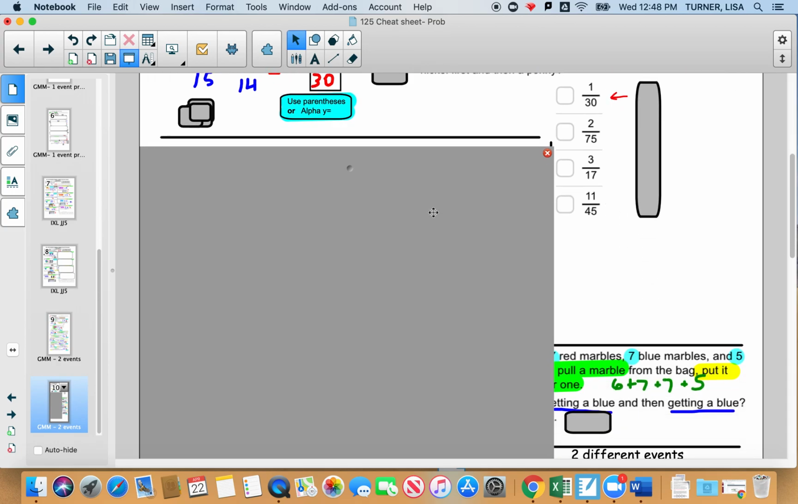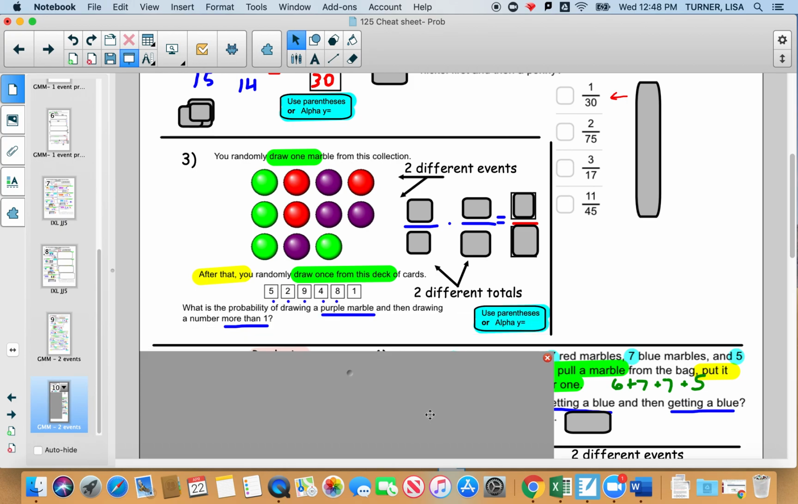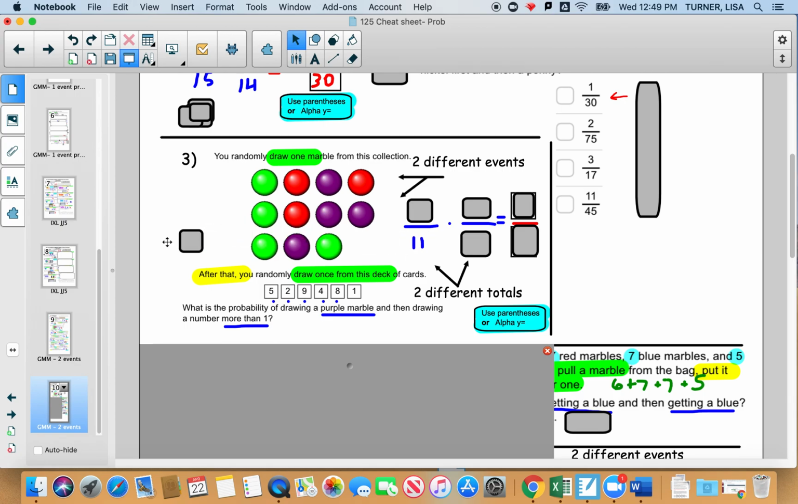All right, number 3. All right, you're going to have some of these where you have 2 completely different events. All right, so it's kind of replacing, but not really. You have 2 different totals. And so you randomly draw 1 marble from this collection. Now keep reading. And after that, you randomly draw at once from this deck. All right, so if I count up my marbles, I have 11. And if I count up the deck, I have 6. All right, so I need 2 completely different totals because they're asking me to pick from 2 completely different things.